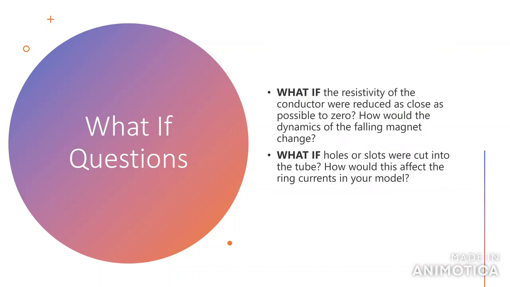The last two what if questions: what if the resistivity of the conductor was reduced as close as possible to zero? How would the dynamics of the falling magnet change? If the resistivity of the conductor was reduced to zero, then the magnitude of the induced current would equal the flux, and the magnet would take longer to fall down the tube. What if holes or slots were cut into the tube? How would this affect the rings in the current model? If holes or slots were cut into the foil, there would be less material, which means the induced current would have a smaller magnitude. If the induced current has a smaller magnitude, then the force on the magnet is also smaller, therefore the magnet would drop faster.